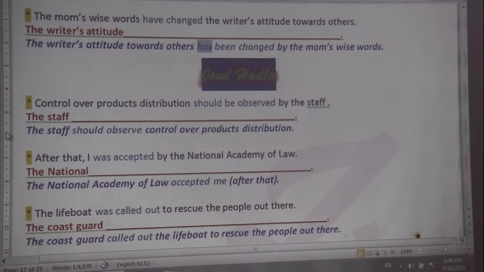Now we need to rewrite these sentences from passive to active. Again, dear students, in some cases in the exam you will be asked to change from passive to active. Here you can see the form. It is in the passive: control over products distribution should be observed by the staff. So we start with the object, the staff, and we use should plus the base form. All modals are followed by the base form in active. So the staff should observe control over products distribution.